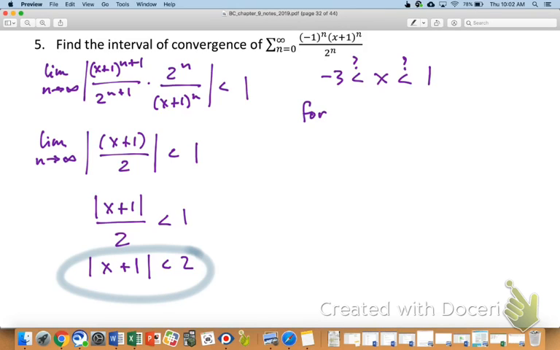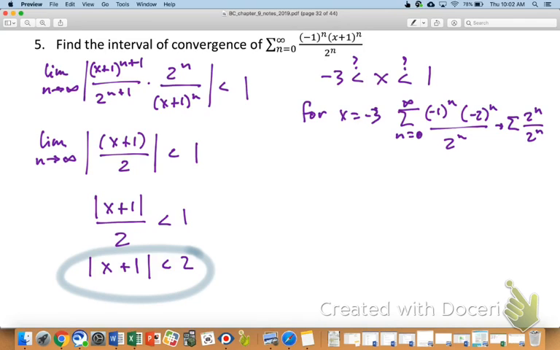So for the left endpoint, x equals -3, I get sigma. It's -1 to the n times -2 to the n over 2 to the n. Kind of interesting, right? So the top really just ends up being sigma of 2 to the n over 2 to the n, which is just 1 to the n, right?